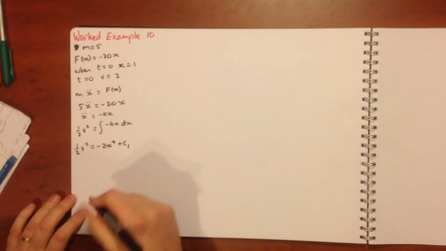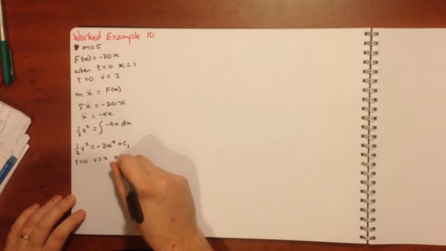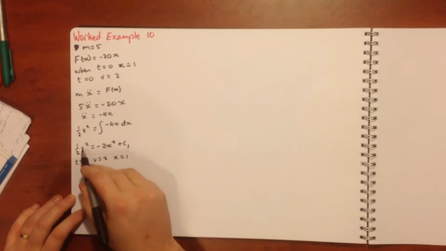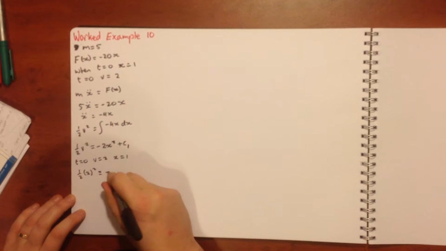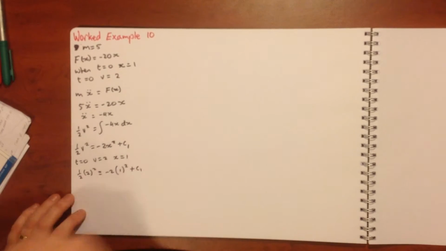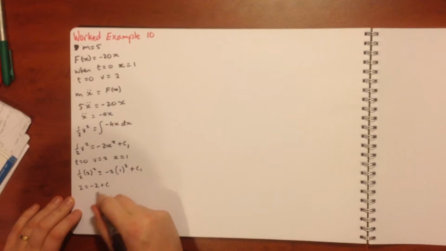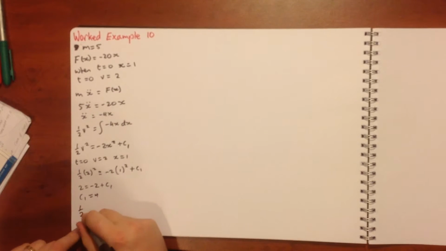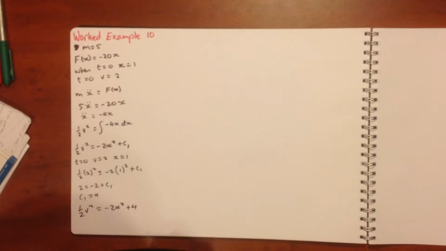Initially when t equals 0, our v equals 2 and x equals 1. So we need to use that to work out our c value. We've got a half times 2 squared equals minus 2 times our x, which is 1 squared, plus c1. So we get 2 equals minus 2 plus c1, so c1 will equal 4. Then our equation becomes a half v squared equals minus 2x squared plus 4.